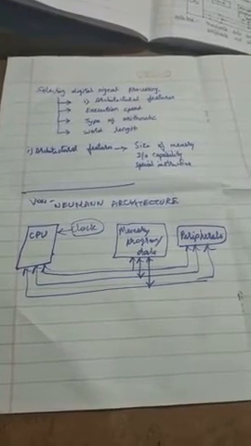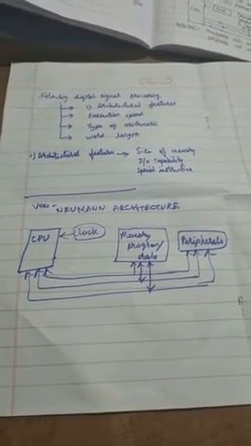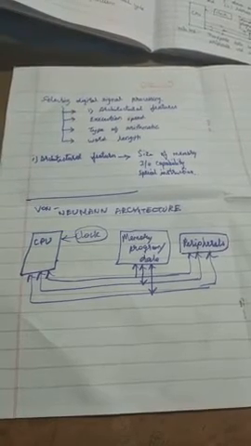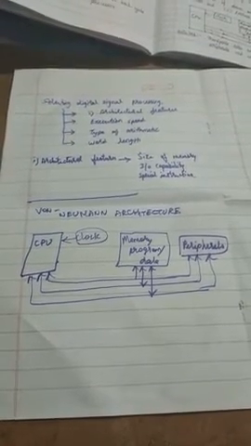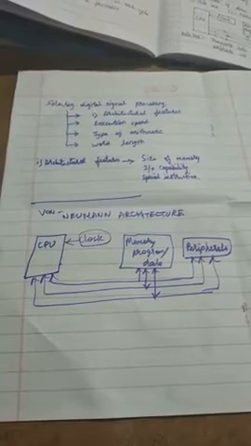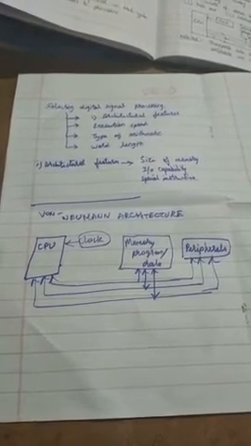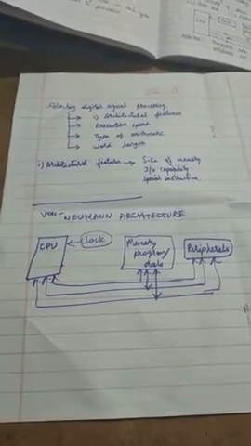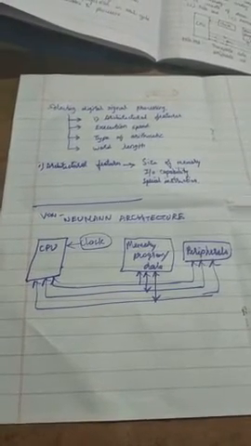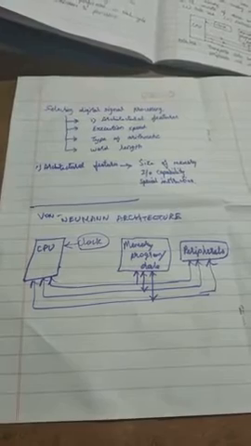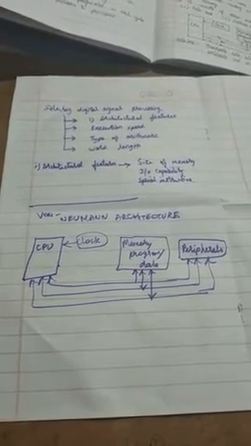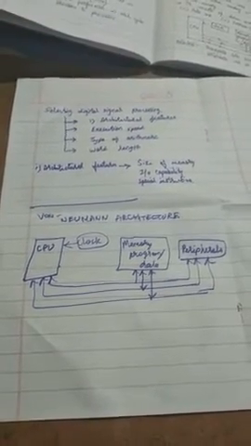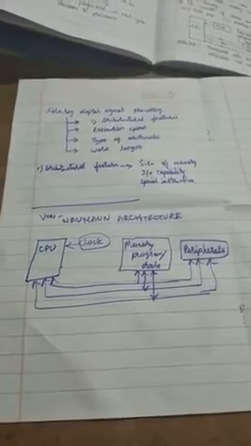The data bus is used to transport the data between CPU and peripherals. The peripherals mean nothing but the external device, for example, a printer. Like this, we will be saying peripherals. So the data bus is mainly used to transfer the data from CPU to peripherals and vice versa. So it is also acting as a unidirectional.